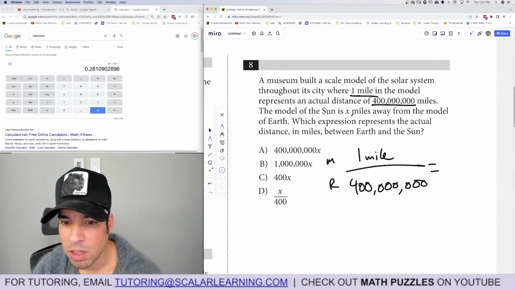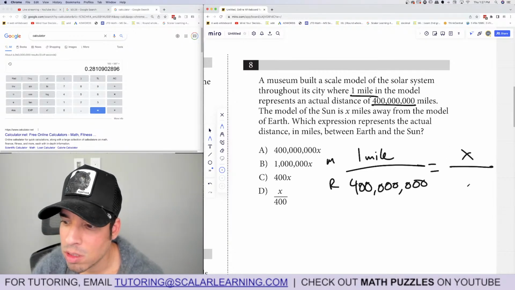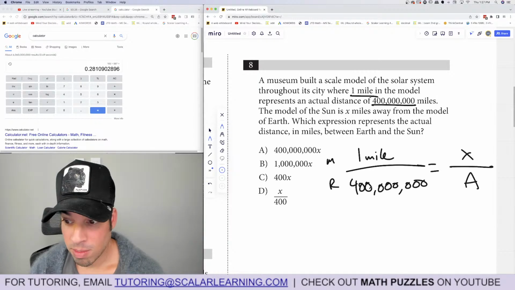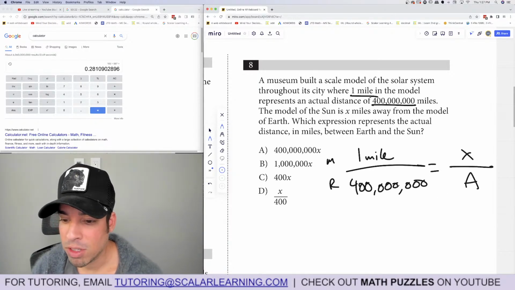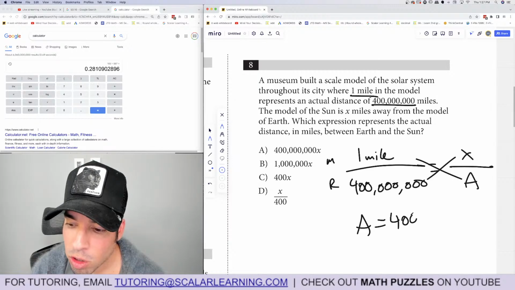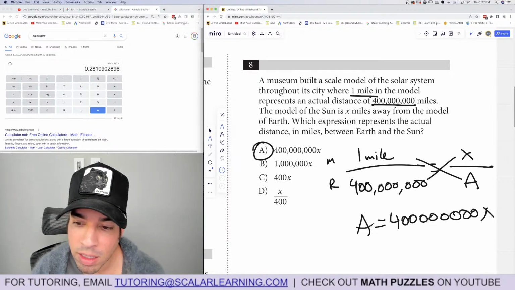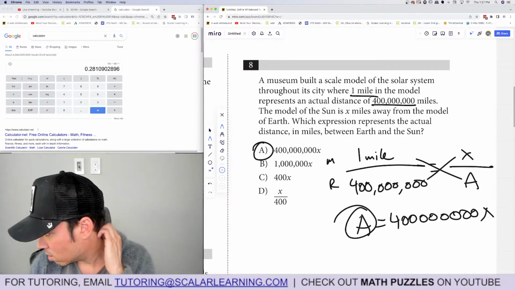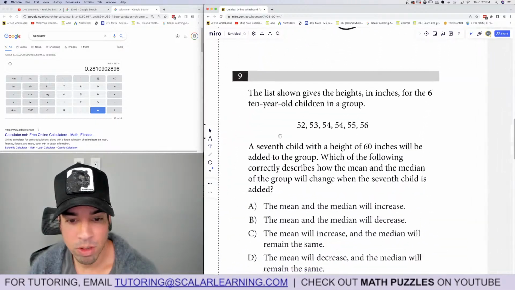The model of the sun is X miles away from the model of the Earth. Which expression represents the actual distance? Okay, so that'd be the real. I got a proportion. Didn't really need to do that because it's pretty obvious what we're going to do, but you now just cross multiply and you get A times 1, which is A, equals 400 million X. So 400 million X is the expression of the actual distance. Does that make sense? Yeah, it makes sense to me. All right, number 9.